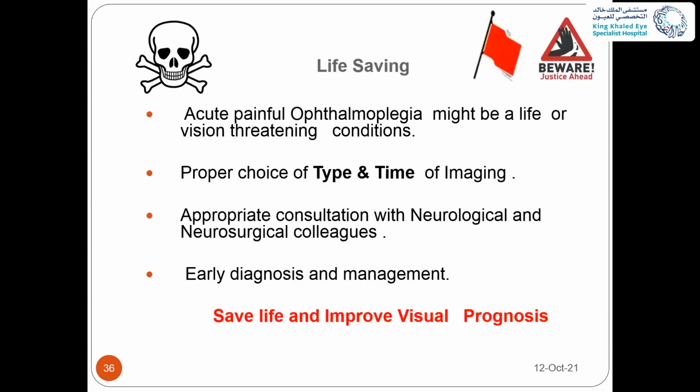So apparent regeneration is life-saving. Acute painful ophthalmoplegia might be a life or vision-threatening condition. Proper choice of time of imaging, appropriate consultation with neurological and neurosurgical colleagues, early diagnosis and management save life and improve visual prognosis.